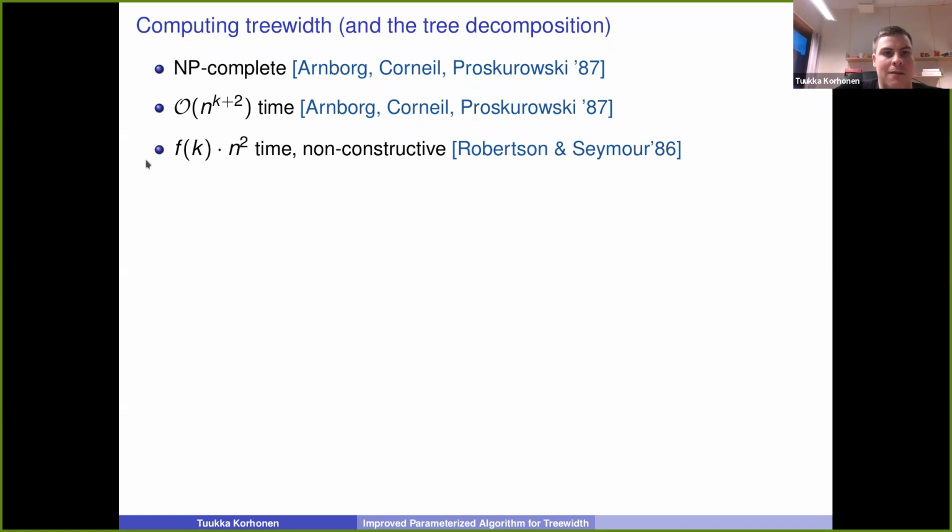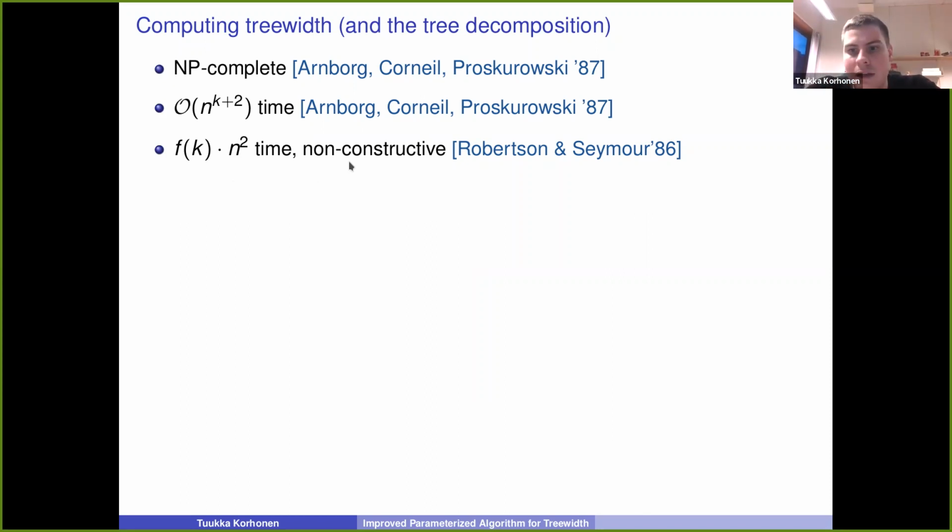times something, so we have some multiplicative factor that depends on the treewidth k of the graph, and then we have some fixed polynomial, like here n squared. So this f of k times n squared time algorithm for computing treewidth exactly and the decomposition was given by Robertson and Seymour in their Graph Minors series. But this algorithm is non-constructive in many senses.